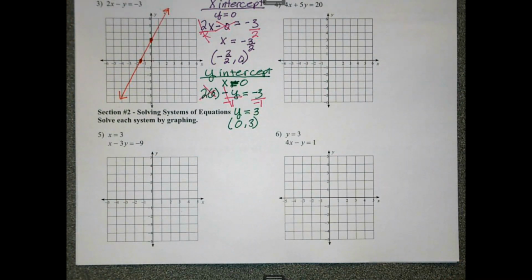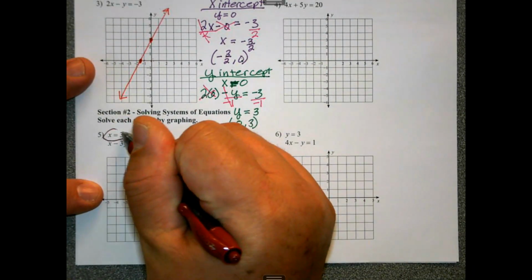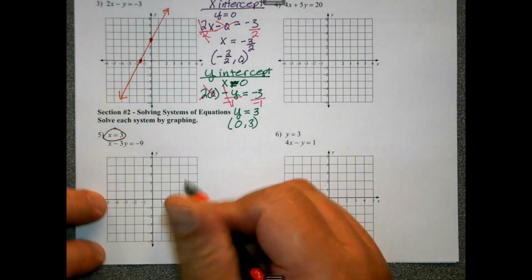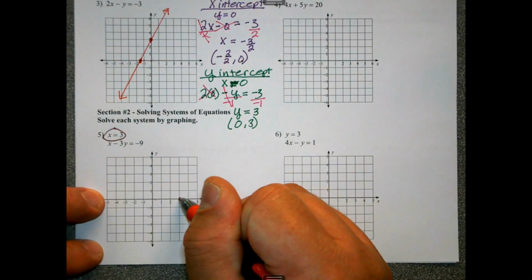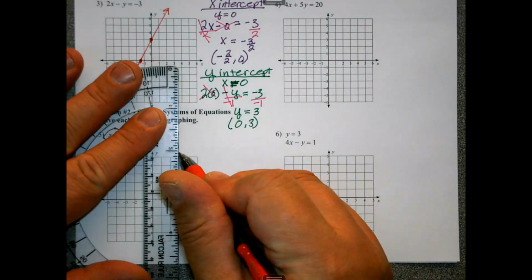Okay, the first equation, x equals 3. Now, if you don't remember what x equals 3 is, does anybody remember what kind of line? Close. Vertical, right? It's a vertical line at x equals 3. So here's x, there's 3. So x equals 3 is a vertical line.